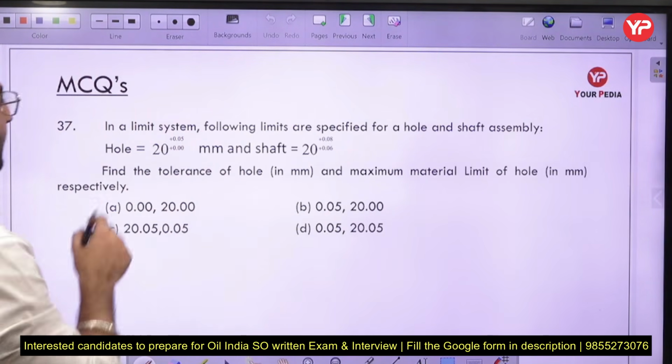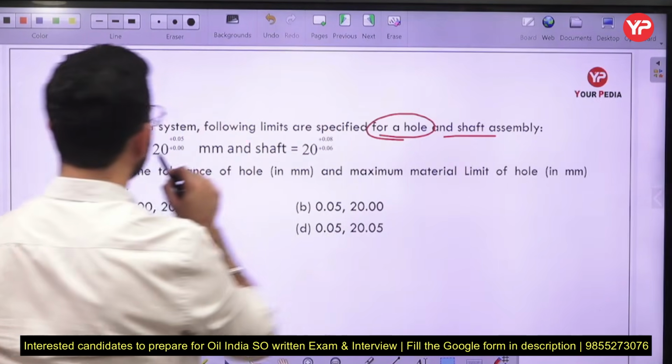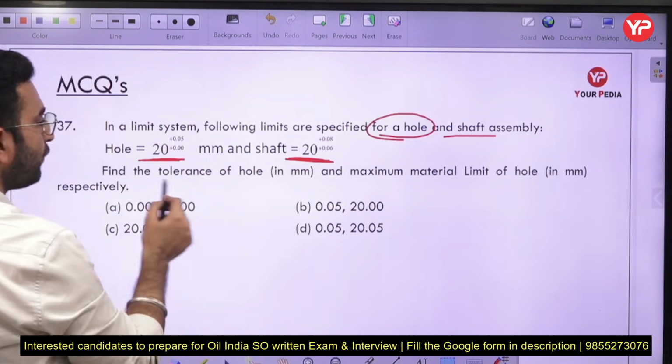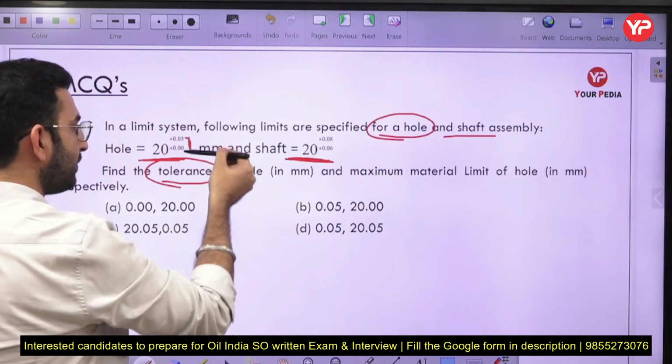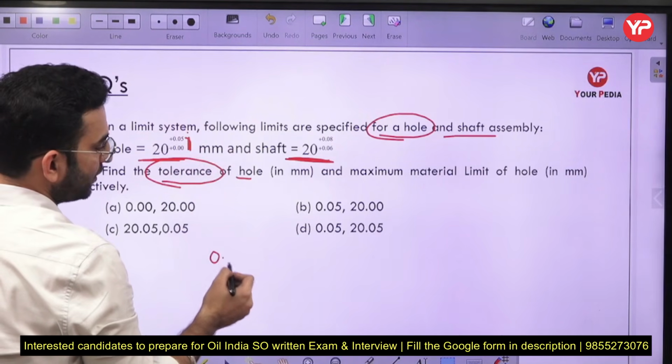Next, in a limit system, the following limits are specified for a hole and shaft assembly. Dimensions of holes are given, dimensions of shafts are given. We have to find out the tolerance. What is the meaning of tolerance? The difference between the upper limit and the lower limit of the hole. So it is given to you as 0.05.